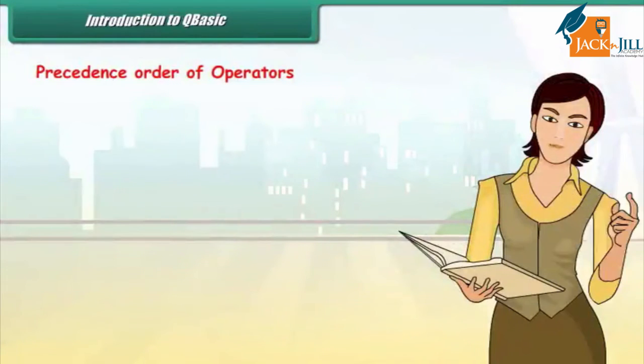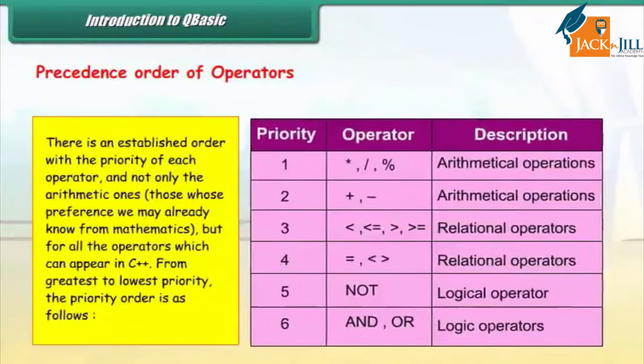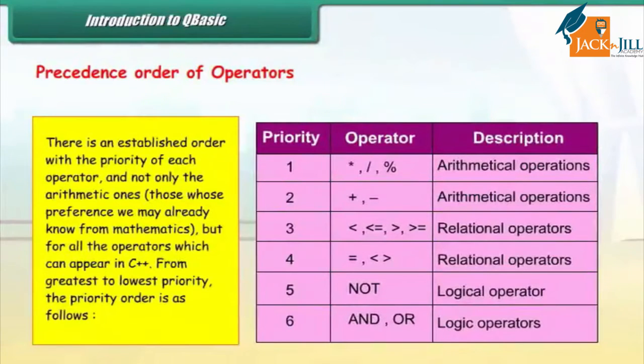Precedence order of operators. There is an established order with the priority of each operator, and not only the arithmetic ones, those whose preference we may already know from mathematics, but for all the operators which can appear in C++, from greatest to lowest priority. The priority order is as follows.